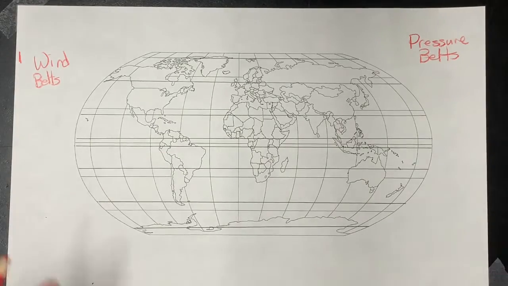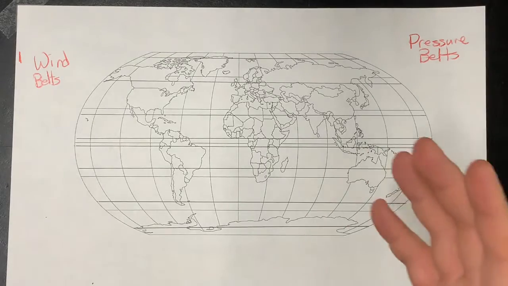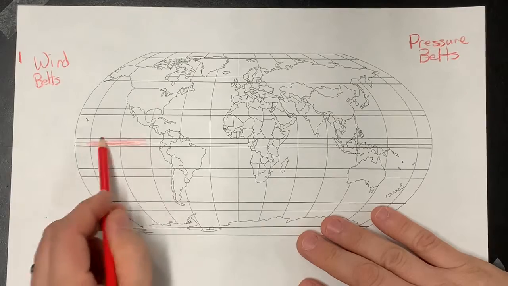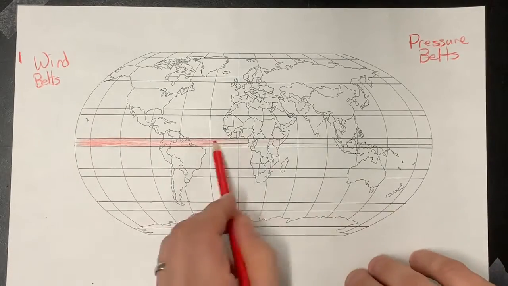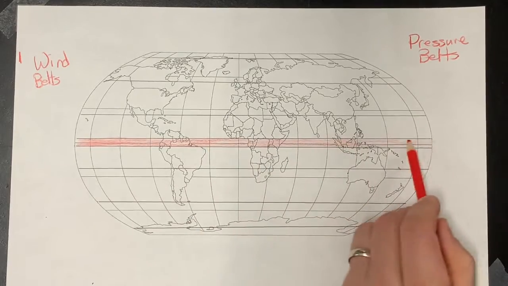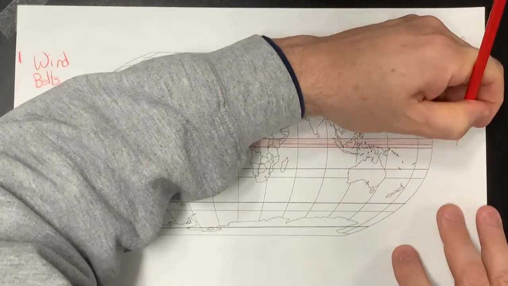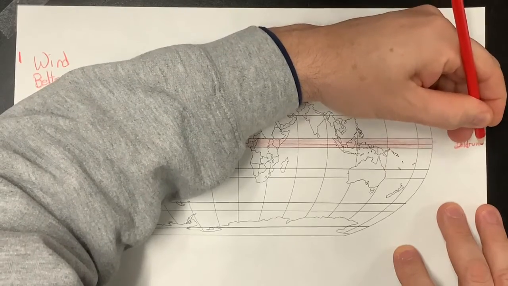Winds are driven by differences in pressure, and differences in pressure are commonly from differences in how the Earth is heated. Along the equator is where the Earth is heated the most, and I'm going to shade that in. This belt around the equator is called the Doldrums.